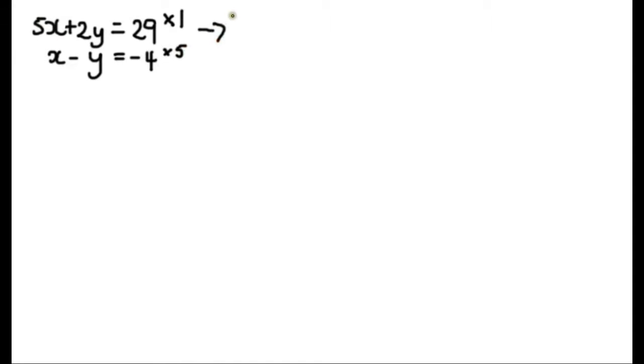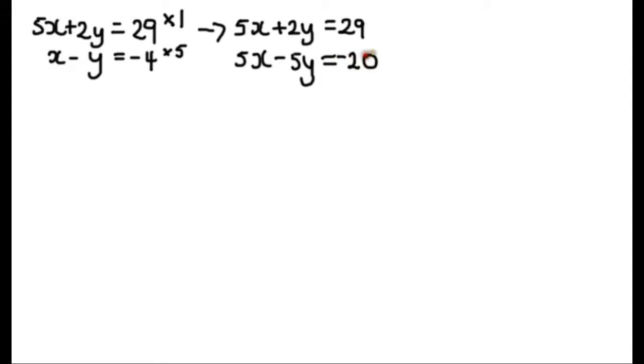So simplifying, you get 5x times 1 is 5x. Anything times 1 is itself, so that would be 5x plus 2y equals 29. And the second equation, you're multiplying the entire thing by 5 because you want the coefficients to be equal. So 5 times x, you have 5x. 5 times negative y, negative 5y, equals 5 times negative 4, negative 20. Okay, so now you can simplify.